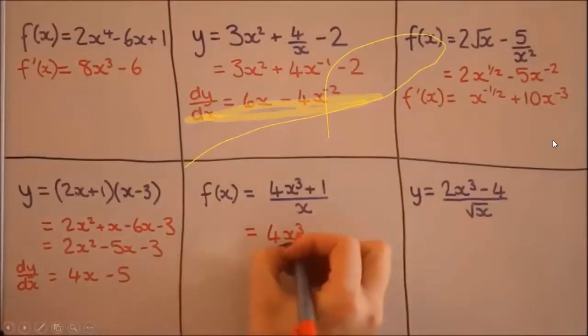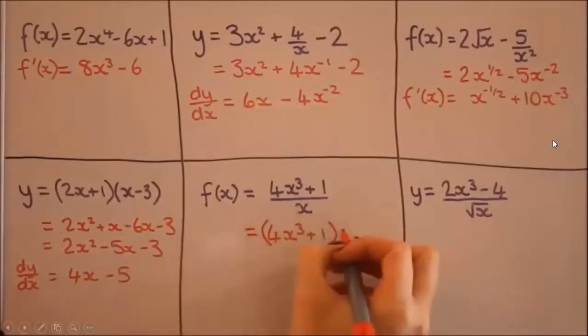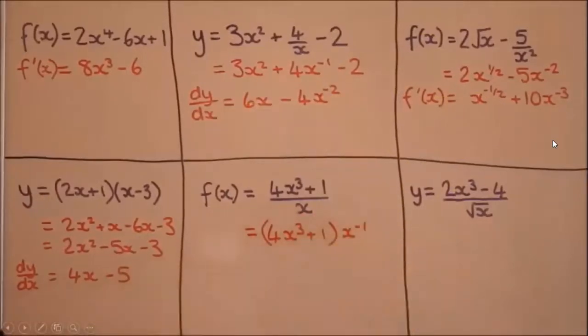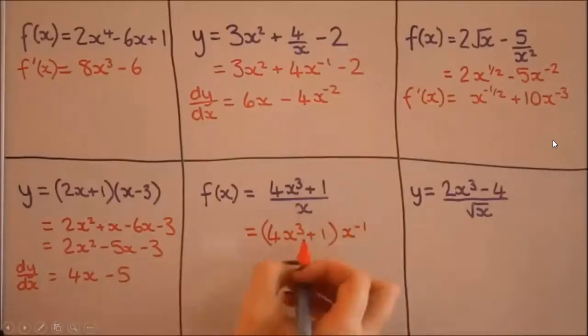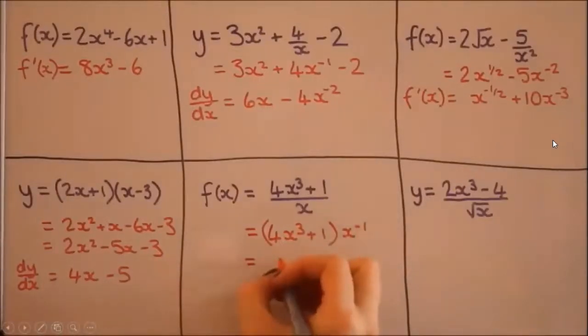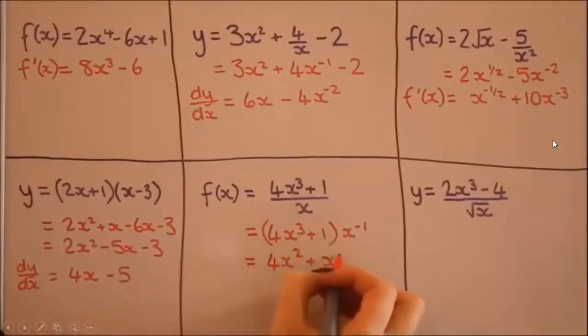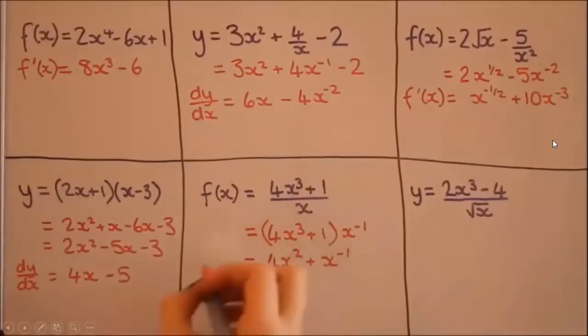There's a couple of ways of doing this, and my favourite way at the moment is probably to bring that up as a power of -1 and then expand the brackets out. Remember when you expand brackets that when you times the terms, you actually add the powers. So that first one will be 3 add -1, which is 4. Now we can differentiate.